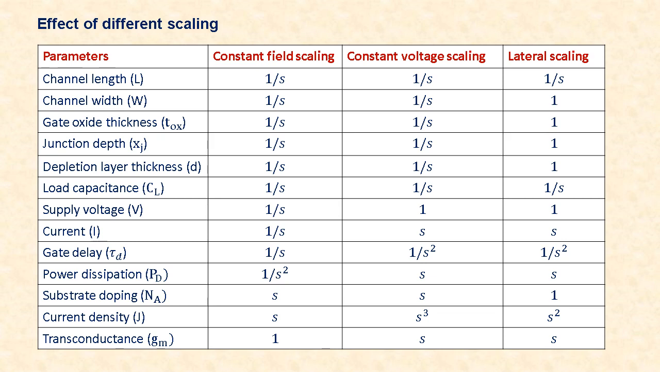In lateral scaling, the channel length and load capacitance are scaled by 1/S and the current is scaled by S, gate delay is scaled by 1/S² and the power dissipation and transconductance are scaled by S and the current density is scaled by S². All the other parameters remain 1, that is no scaling effect.